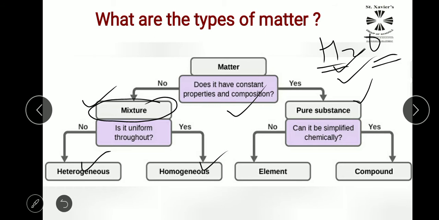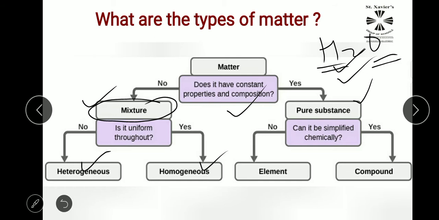But suppose I take a glass, and in that glass I take water and pour some salt in it and stir it. When you stir it, you will find that the salt gets dissolved. In a transparent glass, you will not be able to distinguish where the salt is and where the water is. You will find the mixture is homogeneous.